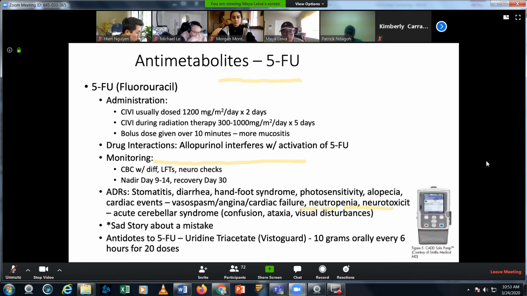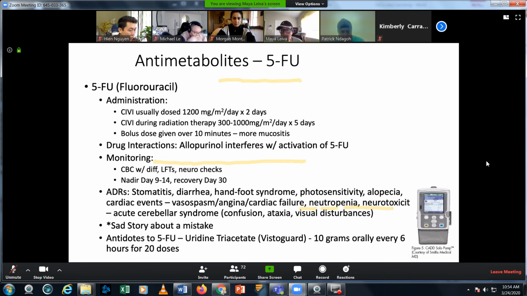So one of the reasons I bring this up about it being put in a pump over 2 or 5 days is that there have been several instances where nurses or pharmacists have not put in the correct time in the pump. They haven't programmed it properly. And so patients, instead of receiving a dose over 96 hours or 48 hours, have received it over like 2 or 4 hours.